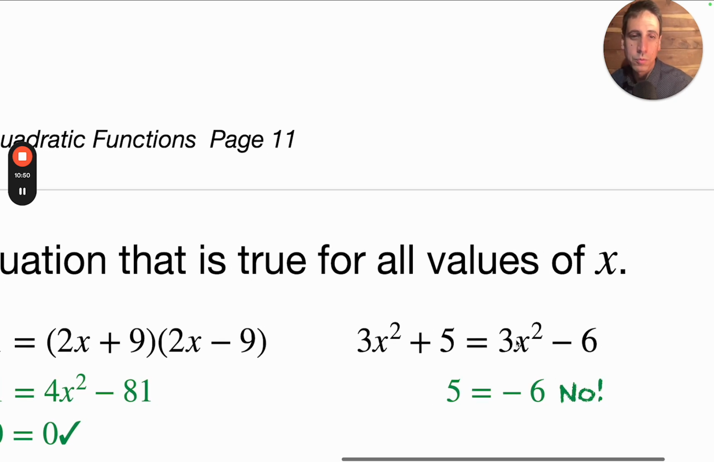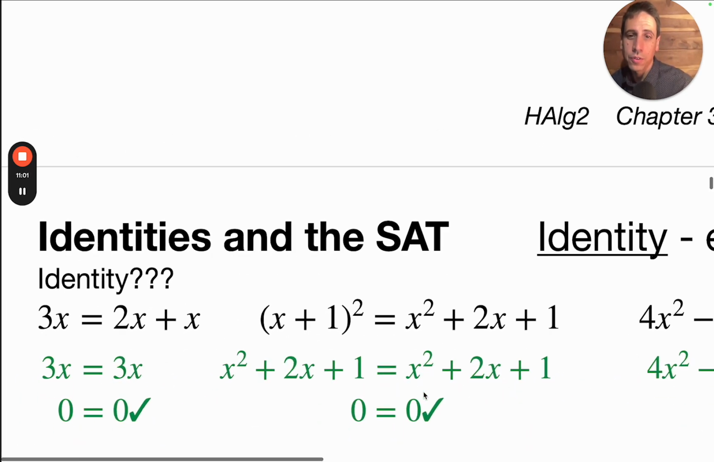What about this one? Subtract 3x squared from both sides, and then you get 5 is equal to negative 6. That's a false statement. No. So this is not an identity. It is not true for all values of x.